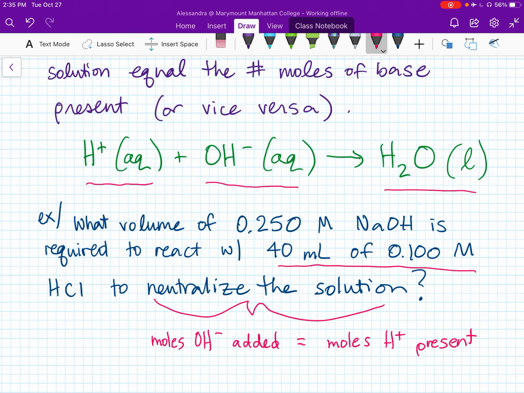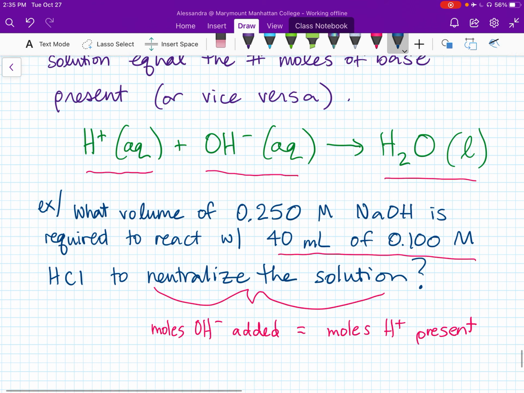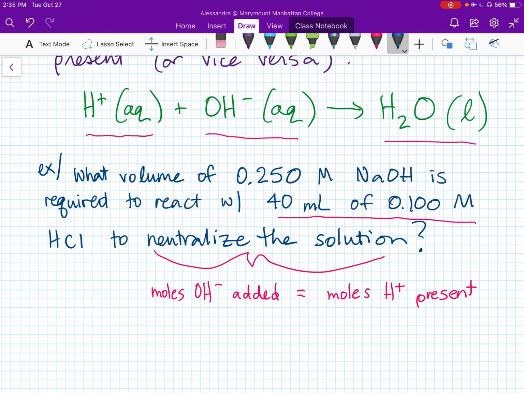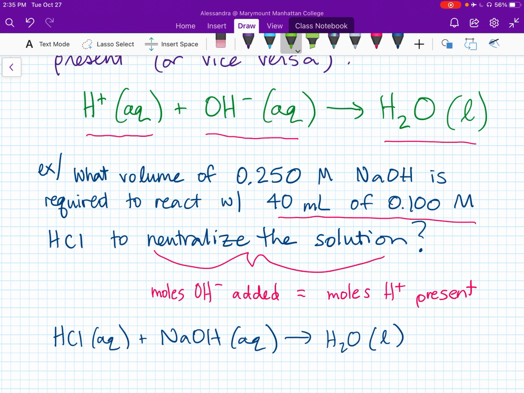We have 40 milliliters of 0.100 molar HCl. We know that if we react HCl with sodium hydroxide, you should always, always, always write a chemical equation to describe what's going on in these situations. We are going to have water, and water, of course, is what's produced when the H plus ions interact with the OH minus ions. So we have water, and then we just have spectator ions. The sodium and the chloride are just spectators, so I'm putting them as aqueous ions.